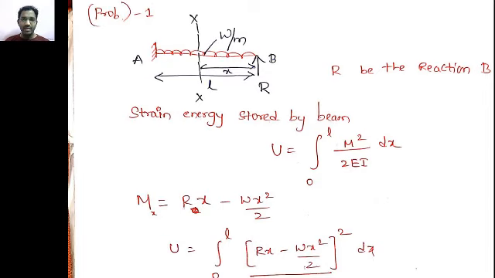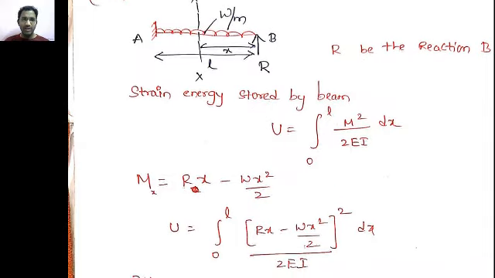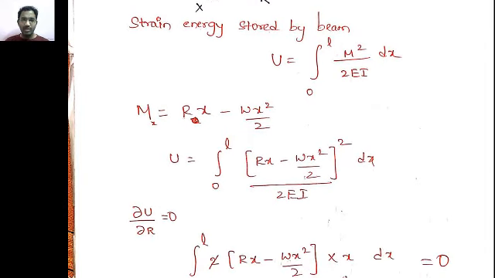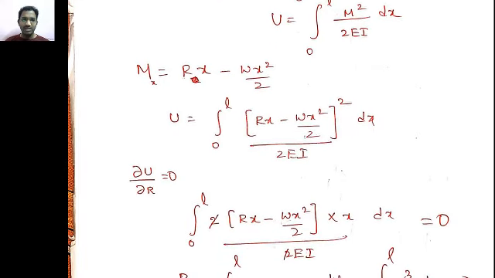Here I am taking upward as positive and downward as negative. So R into x minus w into x into x by 2. This is the moment expression. Substituting in place of the moment, R x minus w x square by 2, we get the integral from 0 to L of (Rx minus w x square by 2) whole square divided by 2EI into dx.